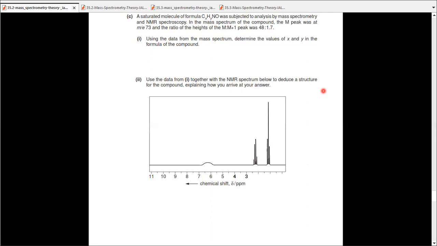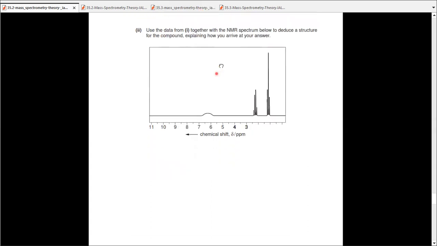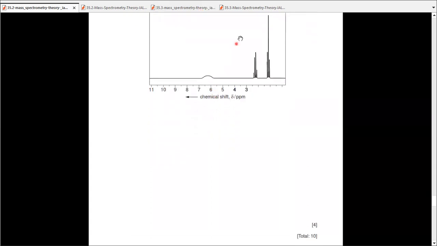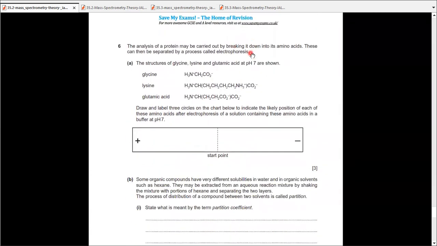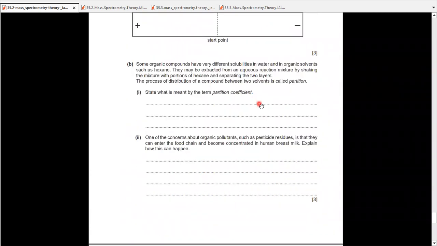Plus nitrogen is 14, right? 72. C3H7NO. So x is equal to 3 and y is equal to 7 for now. Yes, right. Okay. We can't really talk about the structure. We know about NMR.